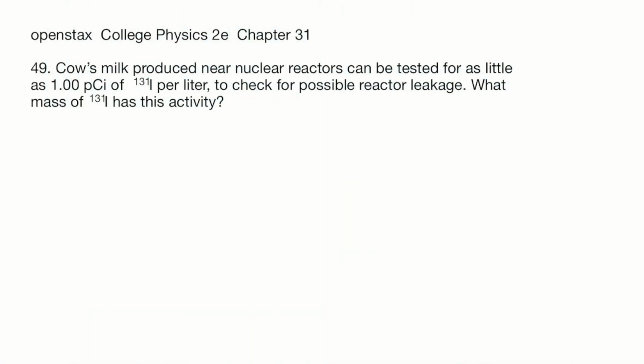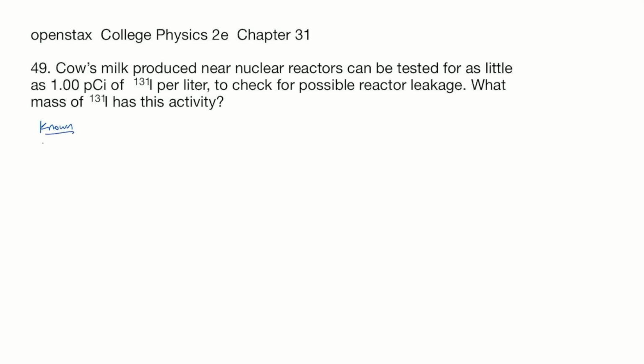In this problem, we have cow's milk, and if it's produced near nuclear reactors, it can be tested for as little as 1.00 picocuries of an isotope of iodine with atomic mass 131 per liter, and that is to check for possible reactor leakage. And we need to find the mass of that isotope of iodine that has that activity. All right, so let's start with what we know.